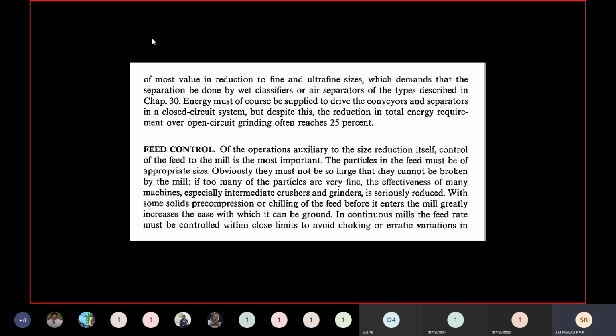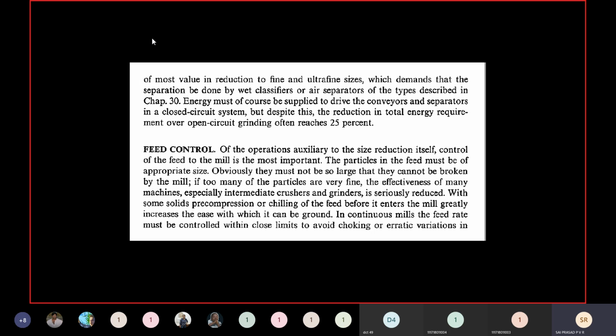So here also, we know that in a ball mill or a jaw crusher, the mode of breaking the particle is by compression. If you pre-compress the particles and then send them to the system, the energy consumed will be less in the main ball mill. That is one aspect. What is the second aspect?